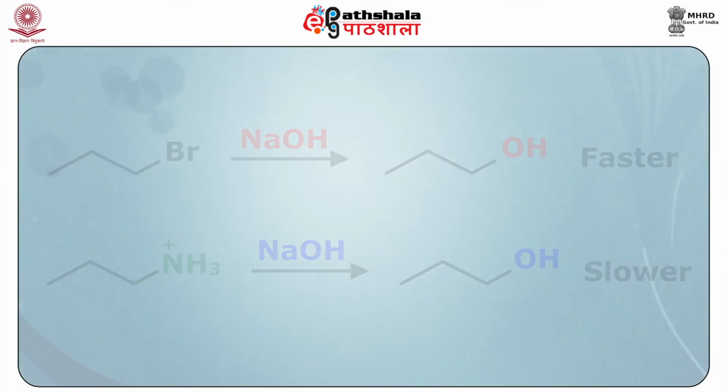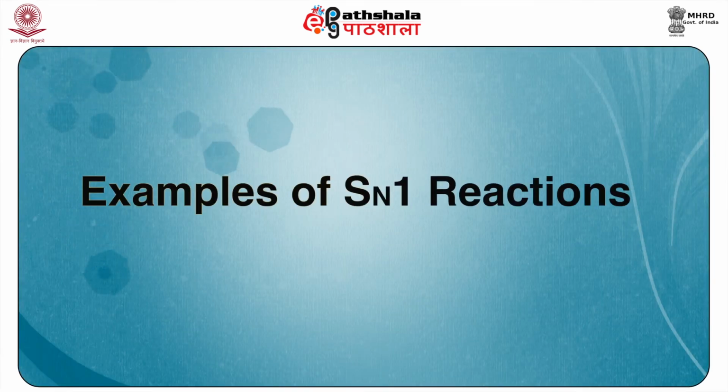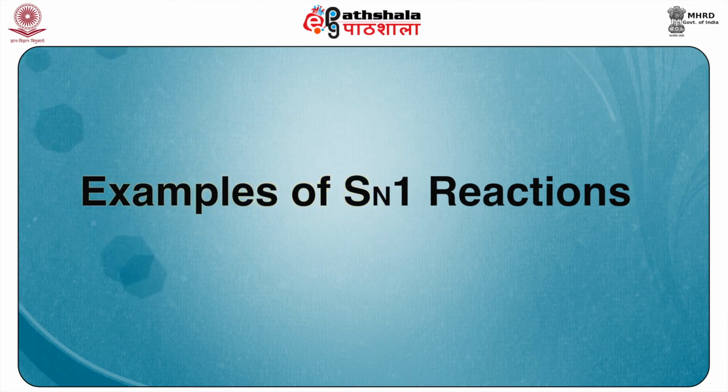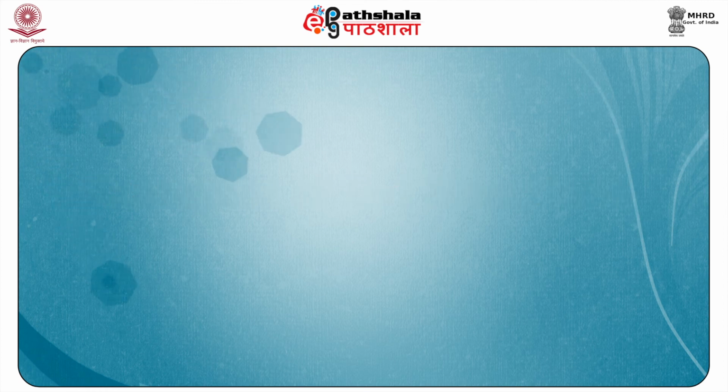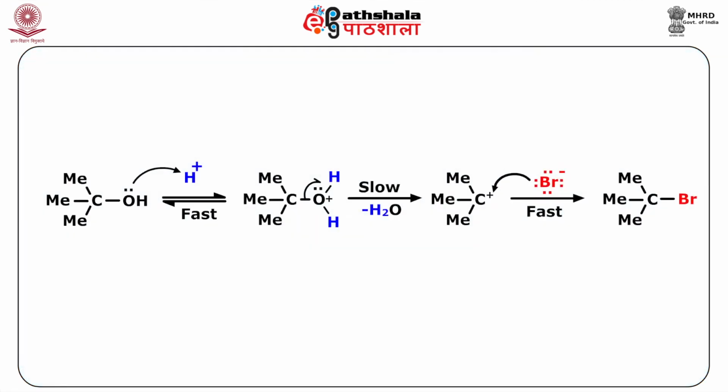Now we will look at examples of SN1 reactions, after having discussed the various factors and the kinetics of the SN1 reaction. The first example is bromination, that is, the SN1 mechanism for the reaction of alcohols with HBr.